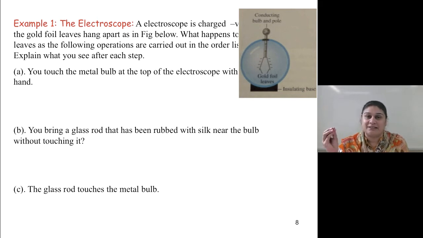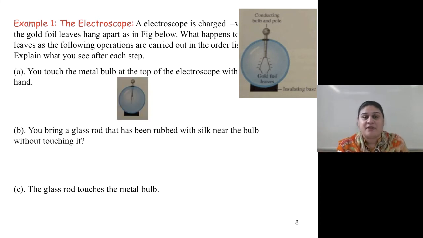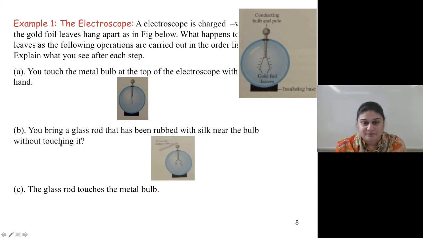Well, remember that static electricity that we did? Once you touch it, all the charge will go towards your hand, and the gold foil, all of it will become electrically neutral, and the gold foils will just hang limply down. Okay? Next, you bring the glass rod that has been rubbed with silk near the bulb, but you don't touch it. What will happen? The glass rod will be positively charged, and when you don't touch it, it will pull all the negative charge to the top, and the foils will get positive charge, so the gold foils will again hang apart because they will each get a positive charge, and like charges will repel each other.